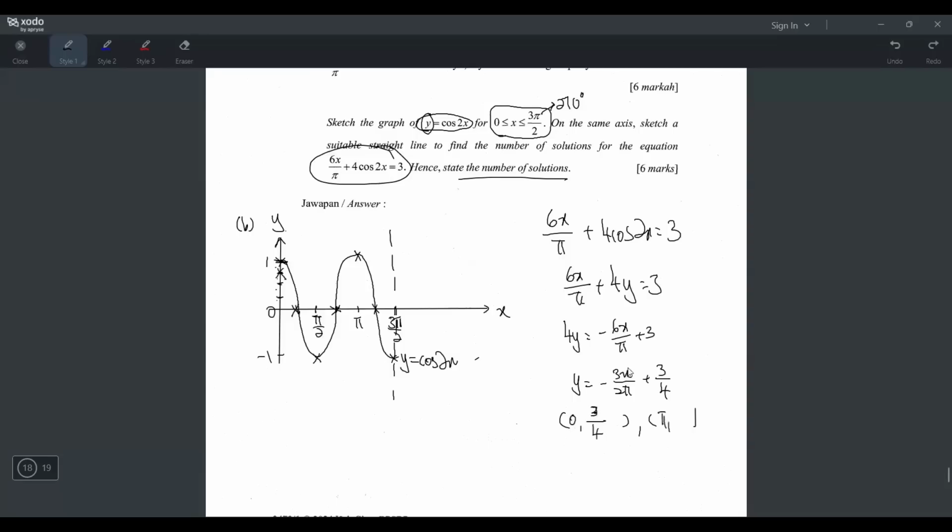The x has to be substituted with pi, and then the pi cancels, you are left with negative 3 over 2 plus 3 over 4. And you can use your calculator to press this. Negative 3 over 2 plus 3 over 4. Okay, my calculator gives me negative 3 over 4. So therefore, your point is pi, negative 3 over 4.